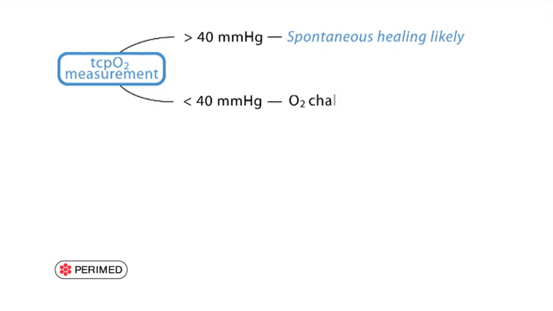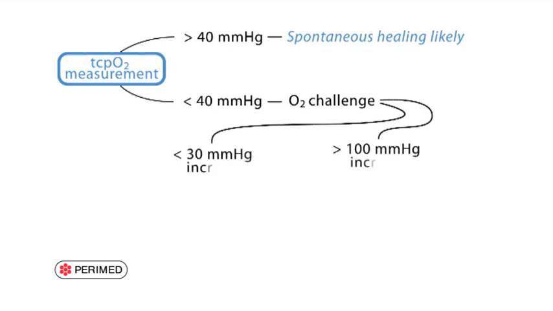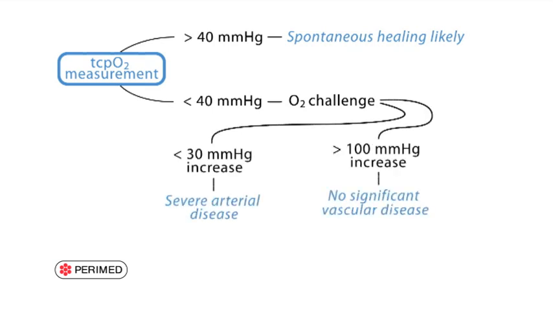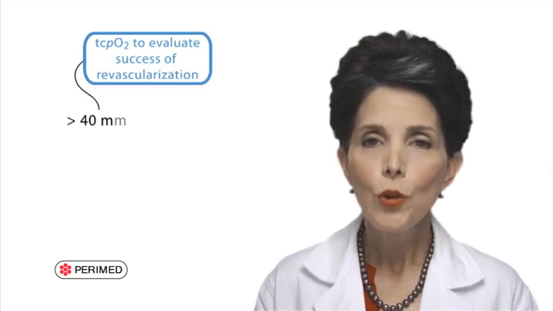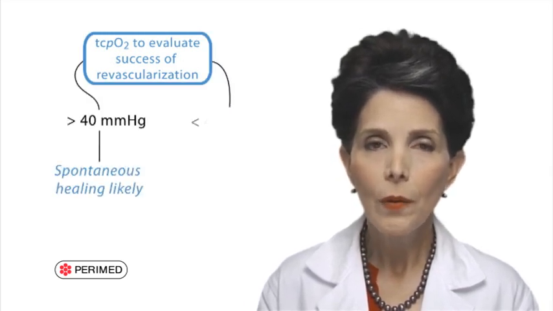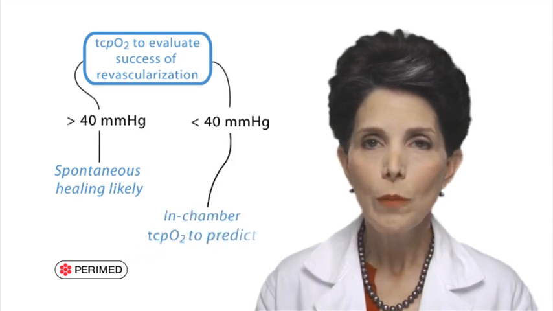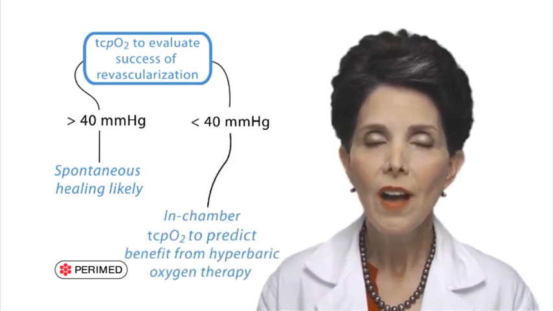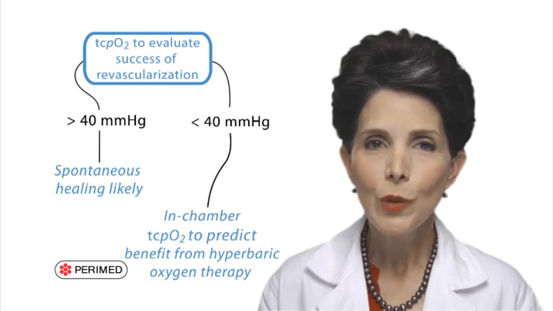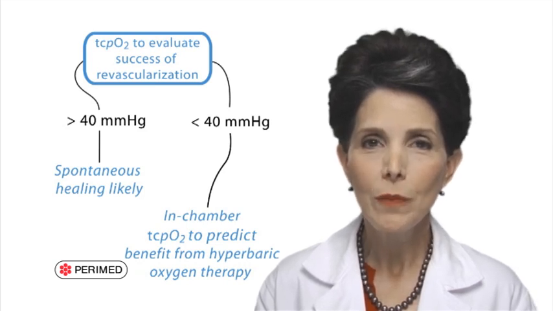If their values are low, you would then perform a normobaric oxygen challenge. A poor response may indicate the patient has significant arterial disease, and your next step would be to order a more definitive test of the anatomy, like an angiogram. After revascularization, you might repeat the tcpO2 study. If the normobaric air values are still low, then you might consider an in-chamber test to determine whether hyperbaric oxygen therapy would be helpful, assuming the patient meets the criteria for this treatment.